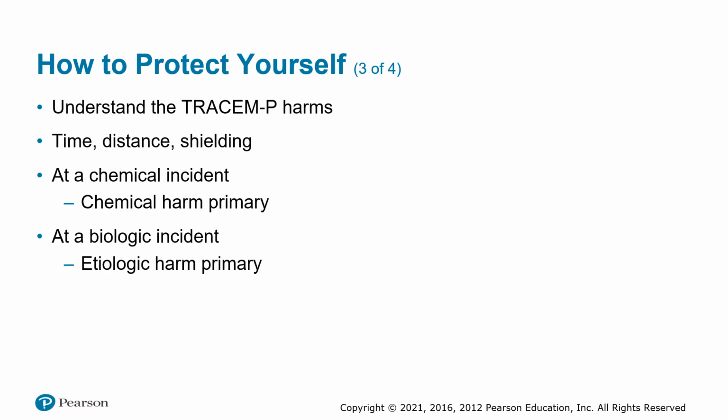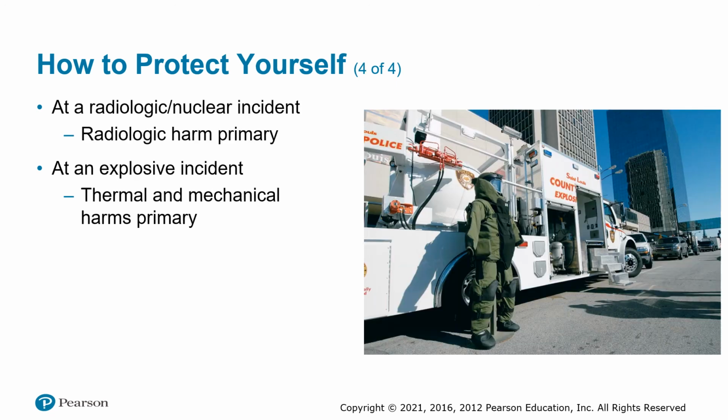Understand your TRACEMP harms. Also understand your time, distance, and shielding. Your chemical harm is the primary harm at a chemical incident, and at a biological incident it's going to be your etiological harm. At a radiological incident, your radiological harm is primary, and at an explosive incident you're going to have thermal and mechanical harms.